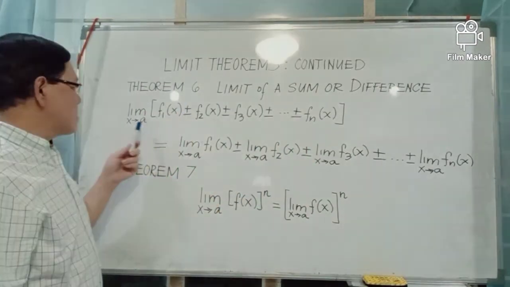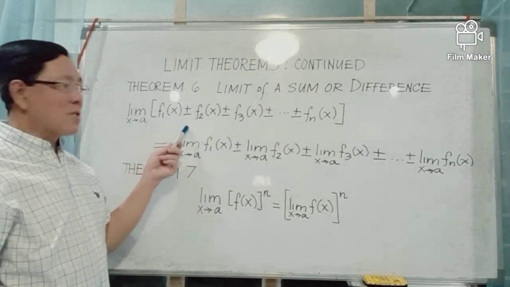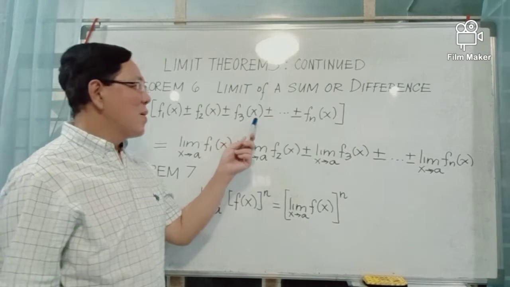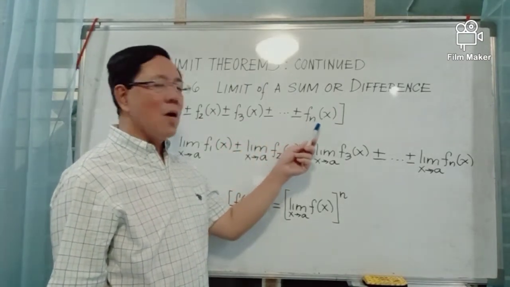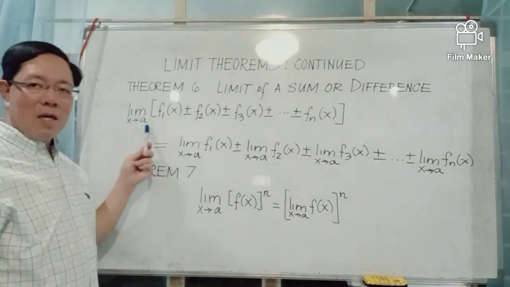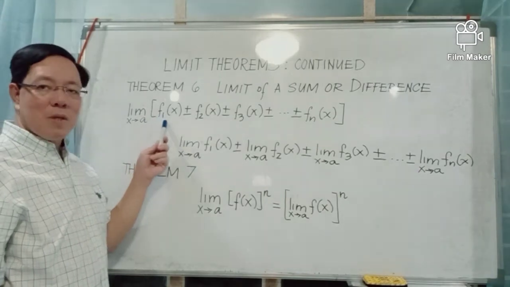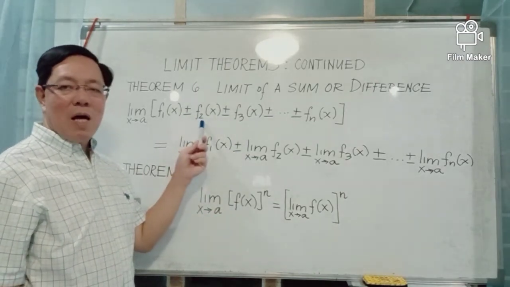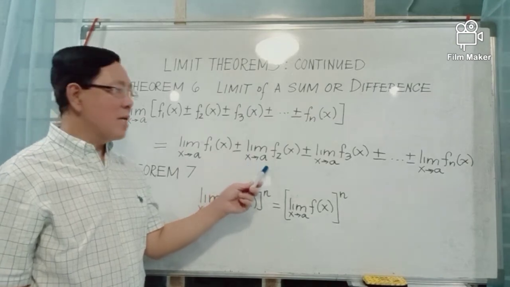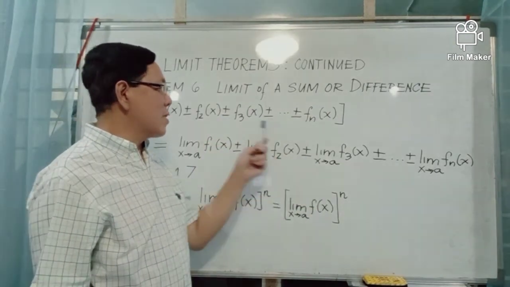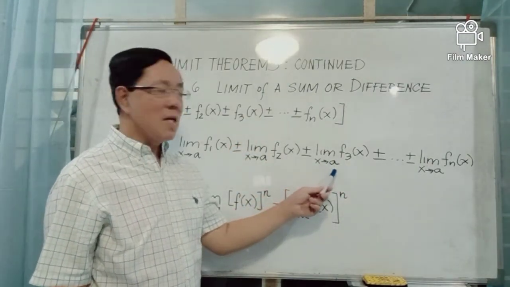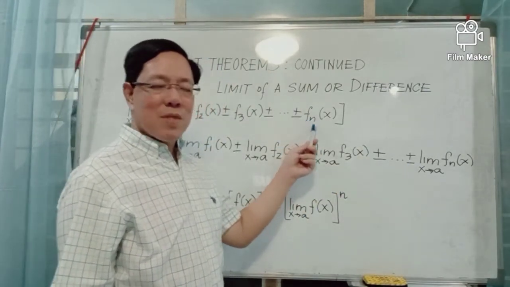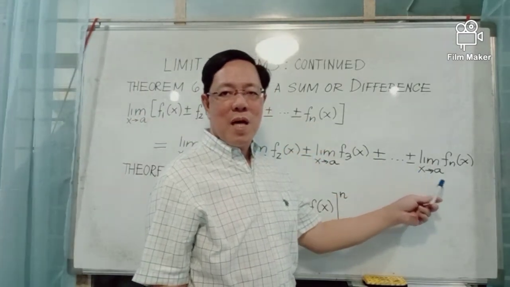Limit Theorem 6 states that the limit of f sub 1 of x plus or minus f sub 2 of x plus or minus f sub 3 of x plus or minus up to plus or minus f sub n of x as x approaches a is equal to the limit of the first function f sub 1 of x as x approaches a, plus or minus the limit of the second function f sub 2 of x as x approaches the same number a, plus or minus the limit of the third function f sub 3 of x as x approaches a, plus or minus up to plus or minus the limit of the nth function f sub n of x as x approaches the same number a.